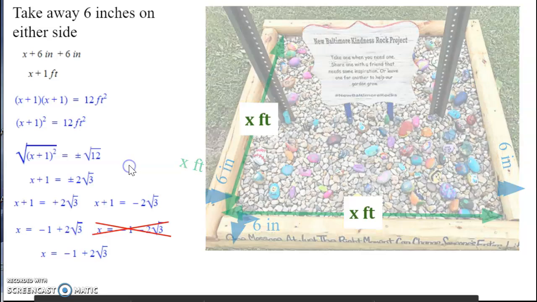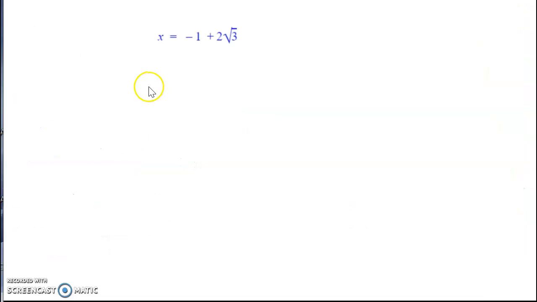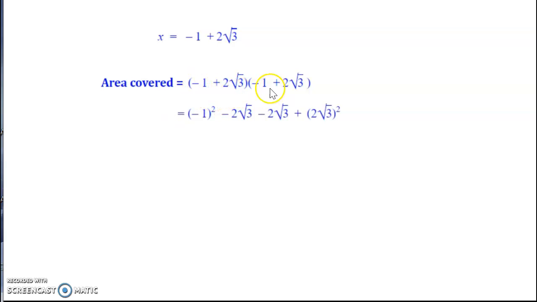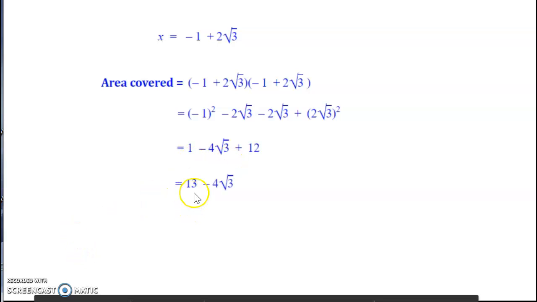From here, you know that the length is negative 1 plus 2 root 3. So the area covered is going to be negative 1 plus 2 root 3 times negative 1 plus 2 root 3. You use the same FOIL method when multiplying this out, and it simplifies to 13 minus 4 root 3. If you convert that using the calculator, it's going to be 6.07 foot square. So that is the area of the rock bed.